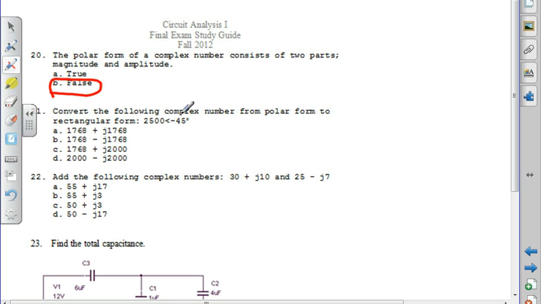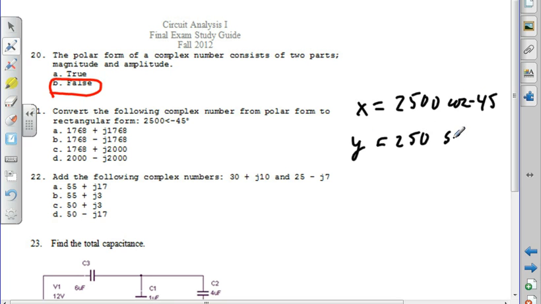Convert the following complex number from polar form to rectangular form. Okay, so x is going to be 2500 cosine minus 45, and y is going to be 250 sine minus 45. The answer has to be a fourth quadrant answer, so it can't be A and it can't be C, but it can be B or D. Those are our two possibilities.